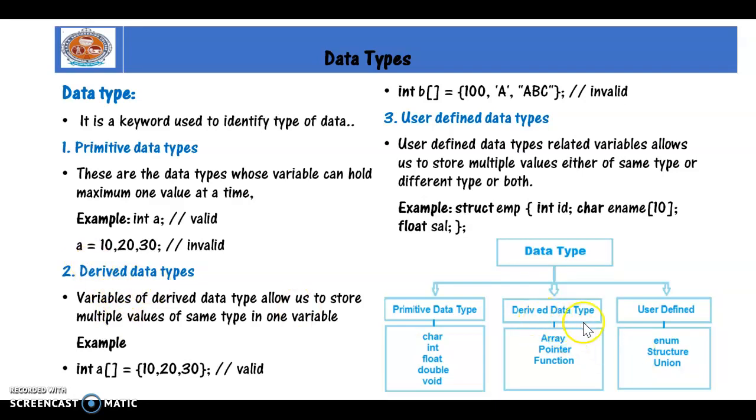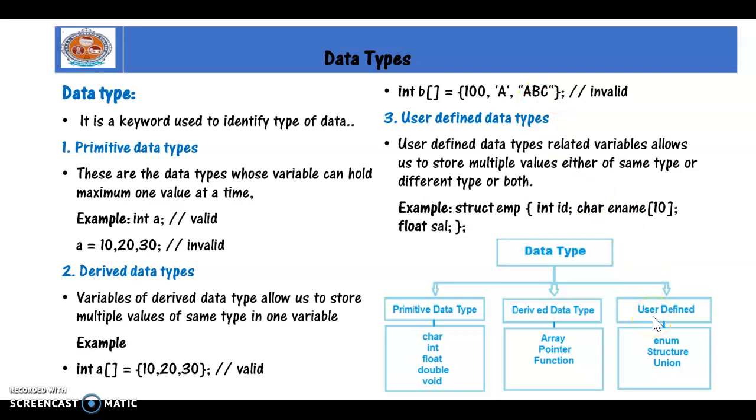Coming to the derived data types, array, pointers and function come under derived data types. Whenever we create a variable using derived data types, it allows us to store multiple values. But there is a condition that the values must be of the same data type. If you observe the example here, I'm trying to store 3 integer values into a variable a. This represents an array. It is valid using derived data types. But if I try to store multiple values of different data types, it is not possible using derived data types.